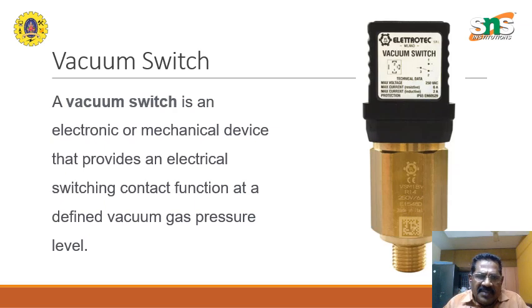Now we have the vacuum switch. A vacuum switch is an electronic or a mechanical device that provides an electrical switching contact function at a defined vacuum gas pressure level. Okay, so we see the diagram, the device shown.